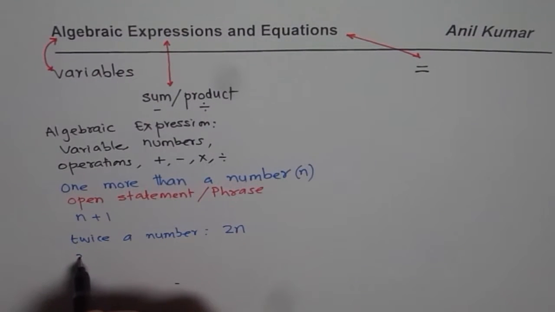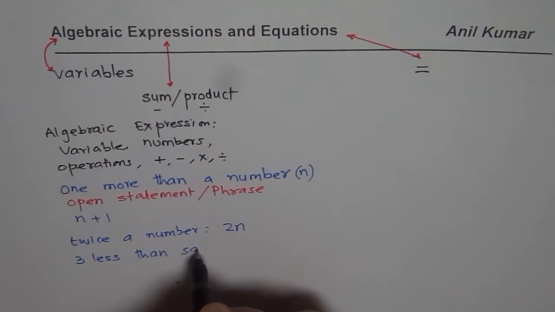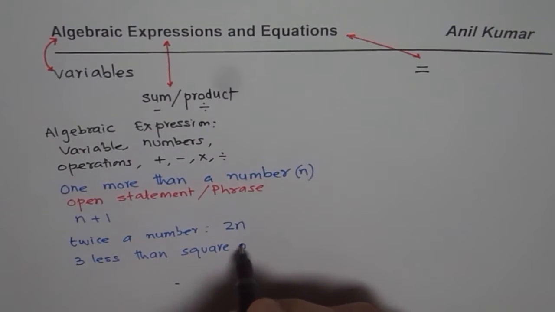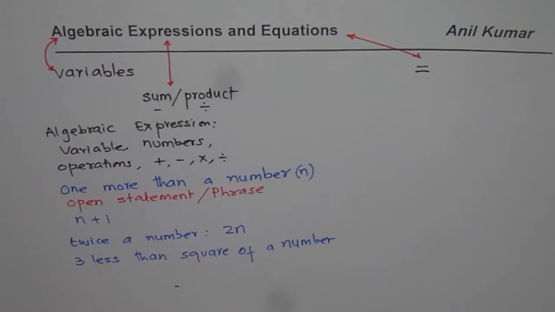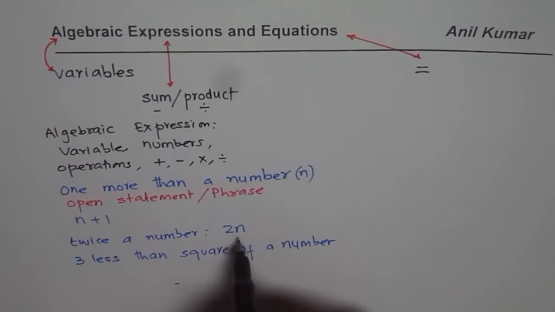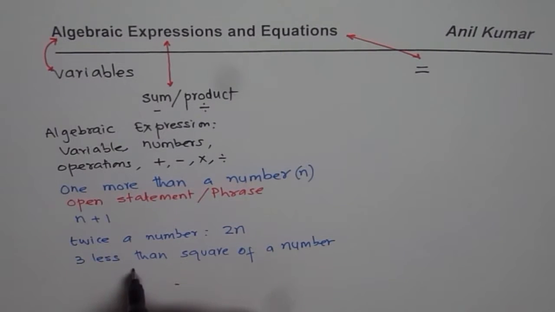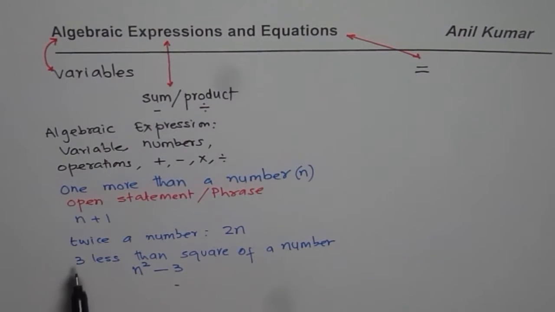If I say 3 less than square of a number, then what will it mean? Can you write that down? 3 less than square of a number. Square of a number is number multiplied by itself. So this could be written as n square minus 3. Remember, when we write 3 less than, the 3 comes afterwards, right? So these are a few examples which we have taken for algebraic expressions.